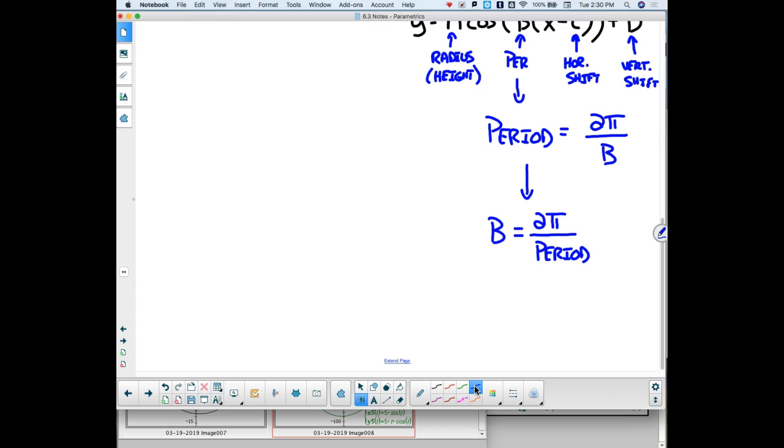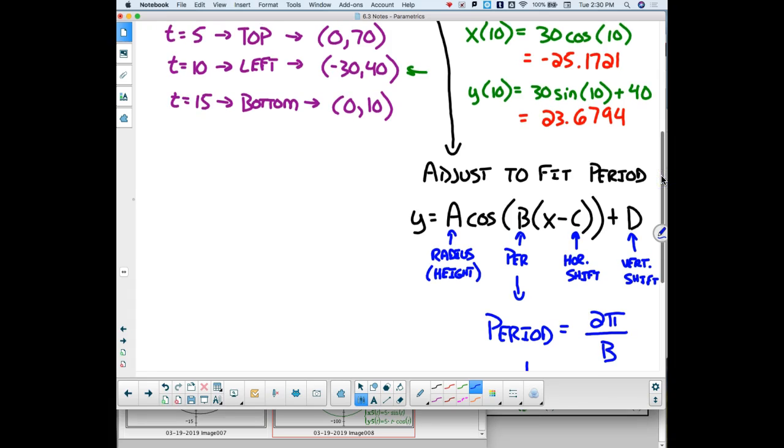Okay. In a Ferris wheel problem now, if I want to make that adjustment, my b is going to equal 2 pi divided by my period. So that's going to be 2 pi divided by, how long does it take us to get all the way around the Ferris wheel? 20 seconds. So that's going to be 2 pi divided by 20, which gives me a b value of pi over 10.